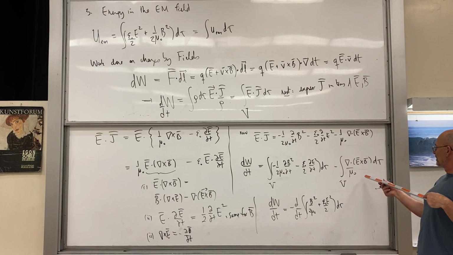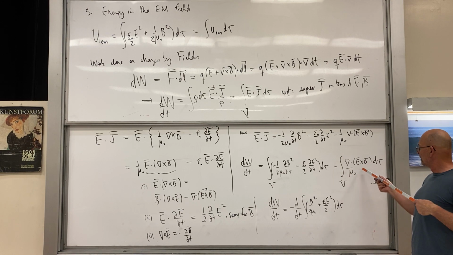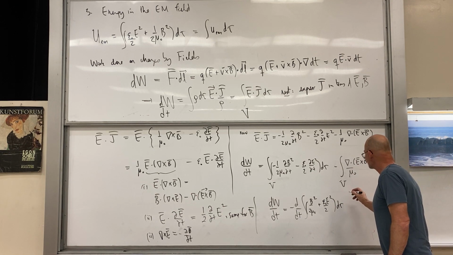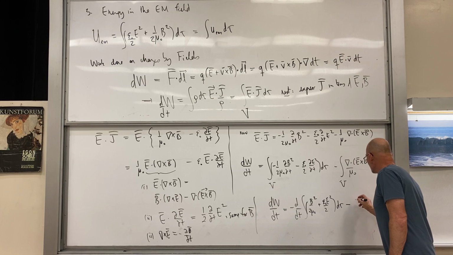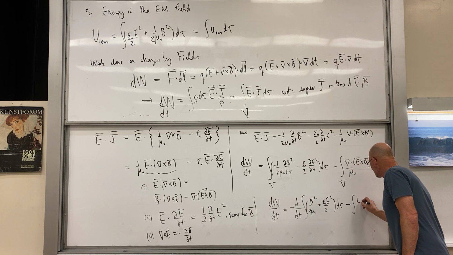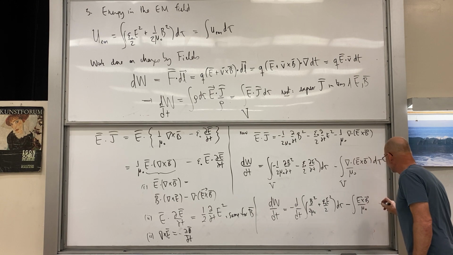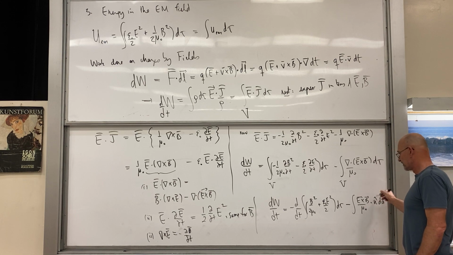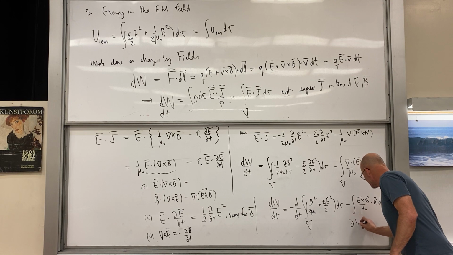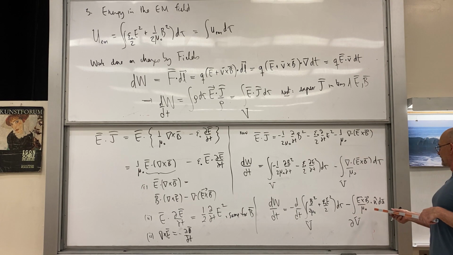Here we're going to invoke Gauss's theorem again because we have a divergence, so we can say minus E cross B over μ naught dot n hat d area. This is the volume, and this is the surface that bounds the volume.